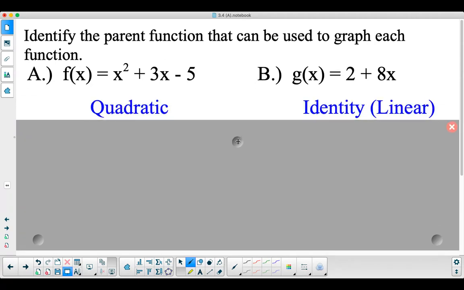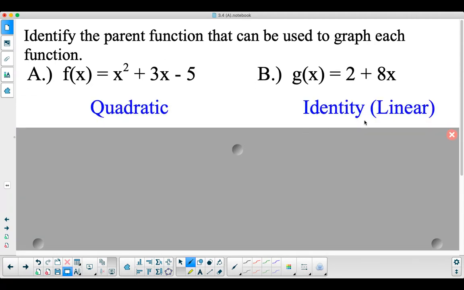So A is going to be a quadratic, and then B will be a linear or identity. Those names are interchangeable. And what you're looking for here is we know A is quadratic, 1, because we've been dealing with a lot of quadratic functions, and 2, we have this x squared here. And we know this part B is going to be linear because it's just x to the first power.